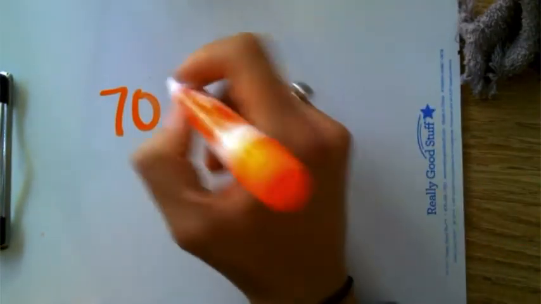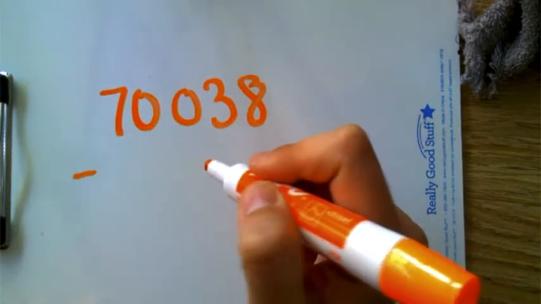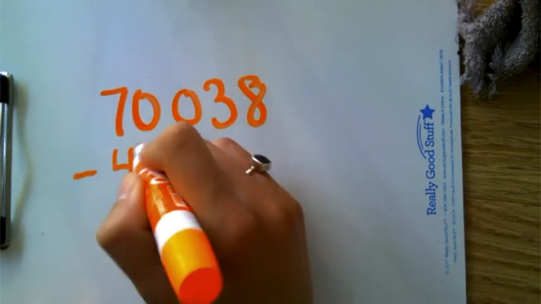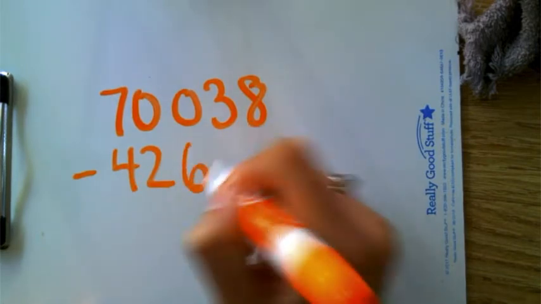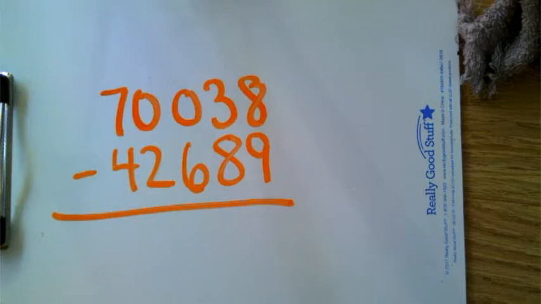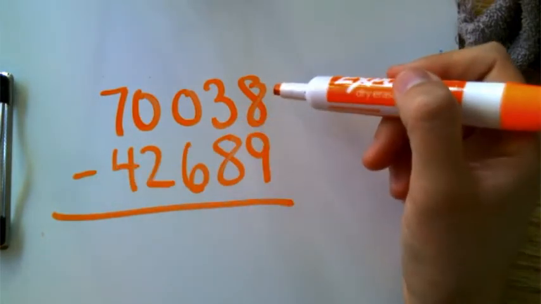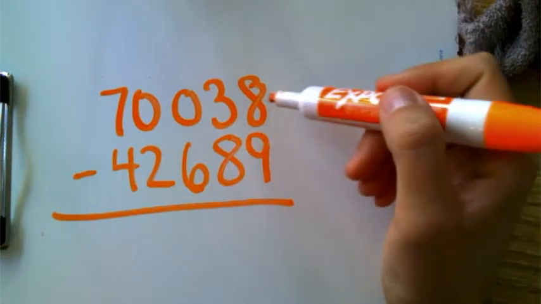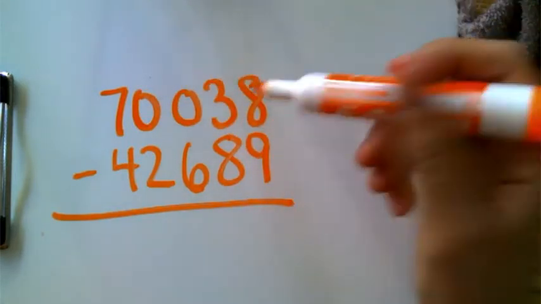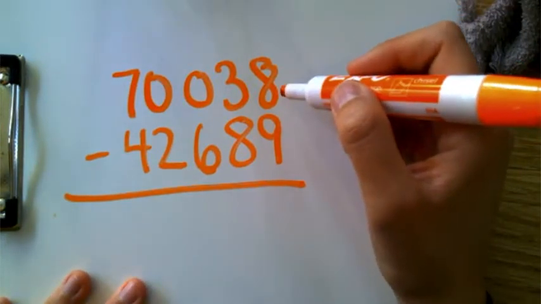One more thing to show is when we have a problem like this, where we have 70,038, and we're trying to subtract 42,689. This is where it gets a little bit more complicated because we have 9 minus 8, and we can't do that, and we have some zeros here. For this, I recommend that we do all of our borrowing so that we can keep going next door.